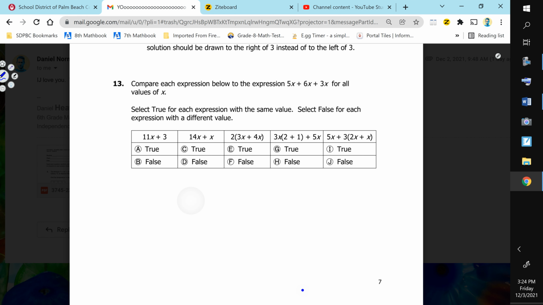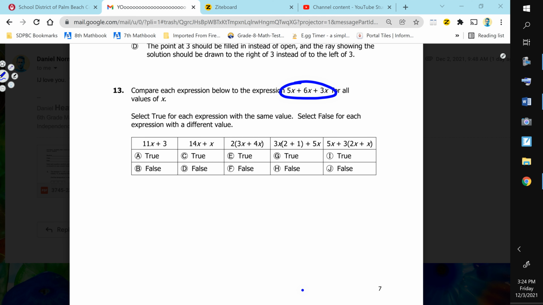Number 13. So remember, we did this together in class. You add up all those, they have the same variable, so you can add them up to get 14x. Now, this plus this you can't add because the 3 does not have an x. So that is false. This plus 1x is 15x. That is false, that's not the same thing as 14x. I'm trying to get everything to equal 14x.